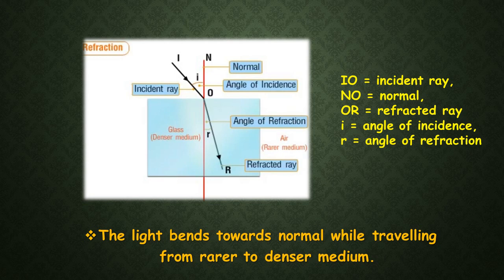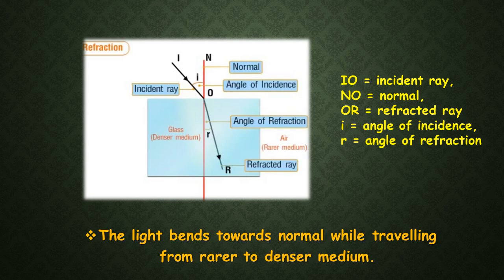I is the angle of incidence. The angle of incidence is the angle made by the incident ray with the normal. Then OR is the refracted ray and R is the angle of refraction. What is the angle of refraction? The angle of refraction is the angle made by the refracted ray with the normal.